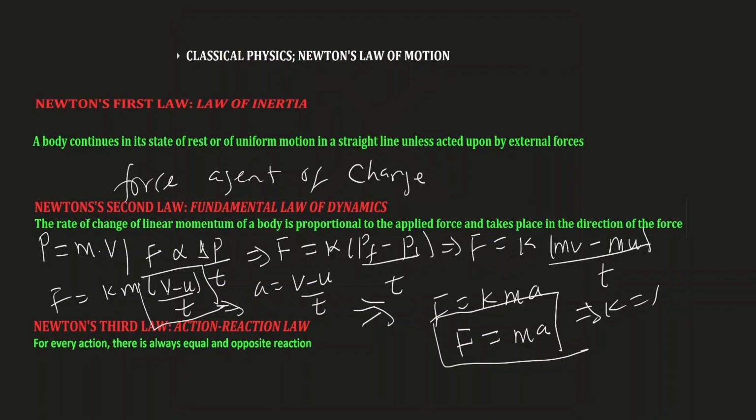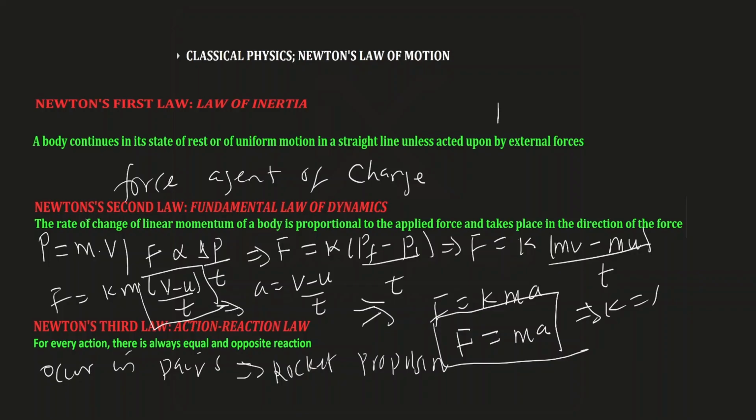Now, the third law of motion is commonly referred to as the action and reaction law. And it simply says that for every action, there is always an equal and opposite reaction, which means that forces always occur in pairs. Newton's third law of motion, that is the action and reaction law, is responsible for rocket propulsion. So rockets are propelled because gases are expelled downward, and because of the action and reaction law, the reaction that comes from gases being expelled downward is what propels the rocket.